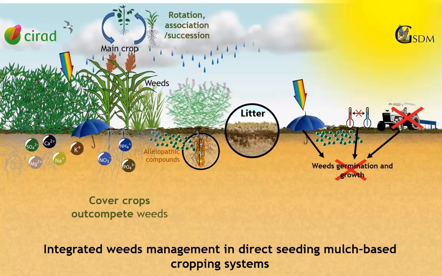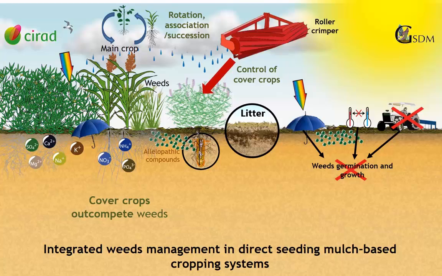Cover crops are also chosen on the possibilities of control that farmers have upon them. It is easier to control a few species of cover crops rather than a wide diversity of weeds. The third tool is the use of a roller crimper to control the cover crops.